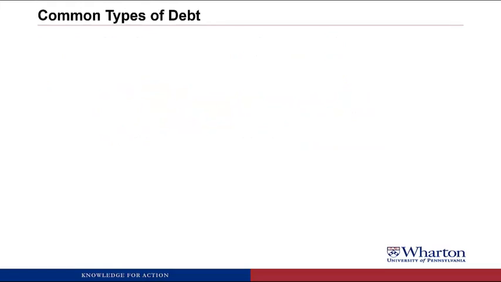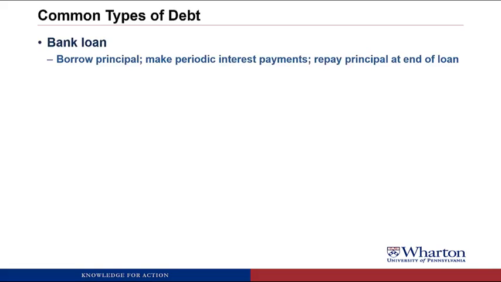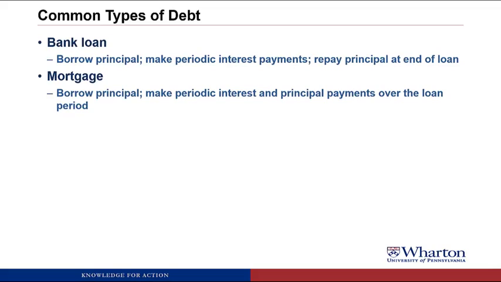The liabilities that we're going to focus on for most of the next two videos are different types of debt. So we're going to talk first about bank loans. This is a kind of liability where you borrow some principal up front, so maybe you borrow $1,000. You make periodic interest payments on that $1,000, and then you repay the $1,000 principal at the end of the loan. A mortgage will be something where, again, you borrow principal, so you borrow, I guess we should make it $1 million. Then you make periodic interest and principal payments over the loan period, such that by the end of the loan period, you've fully paid back the principal. There's not necessarily that lump sum payment of principal at the end.